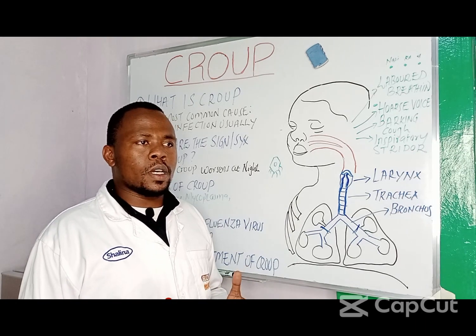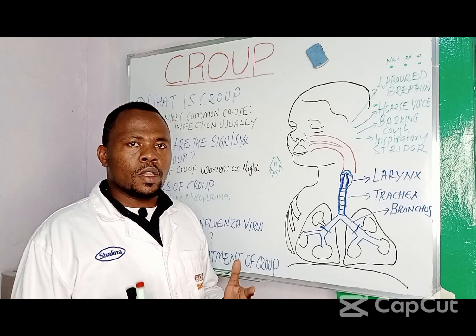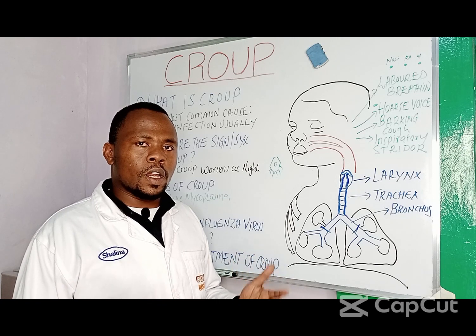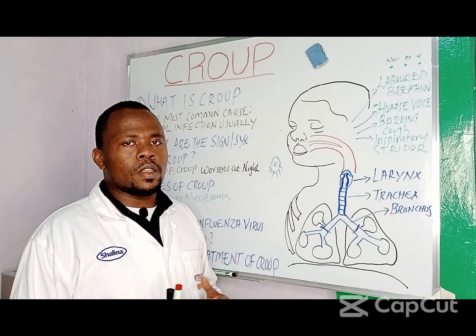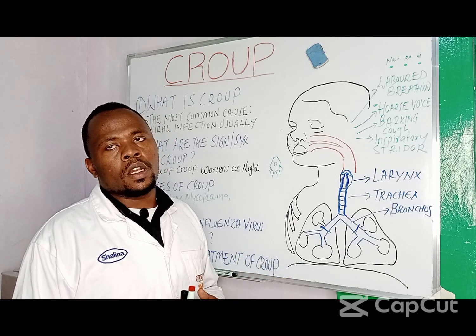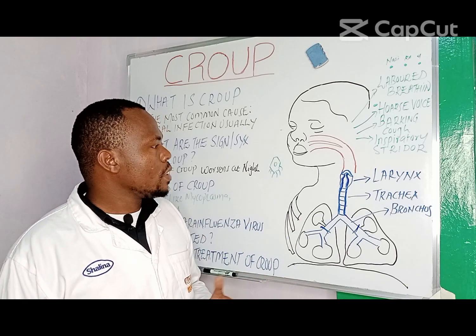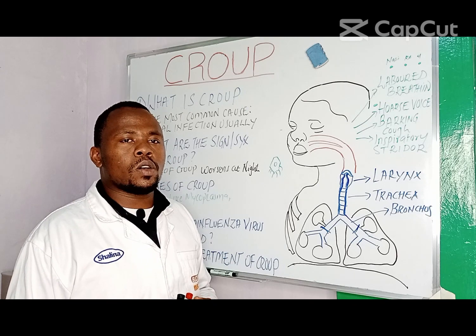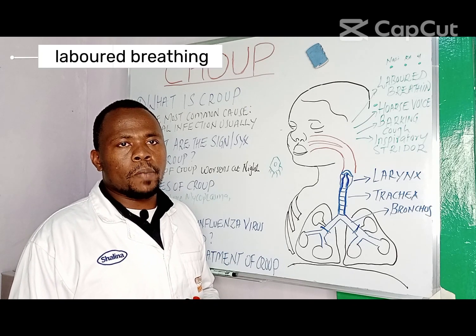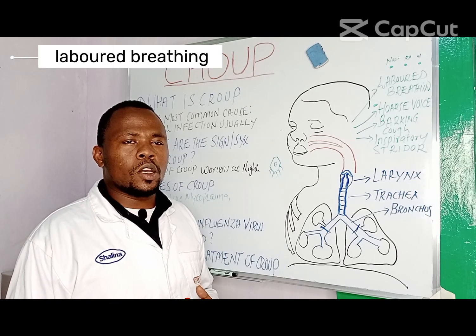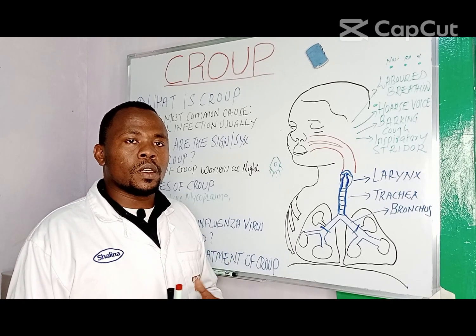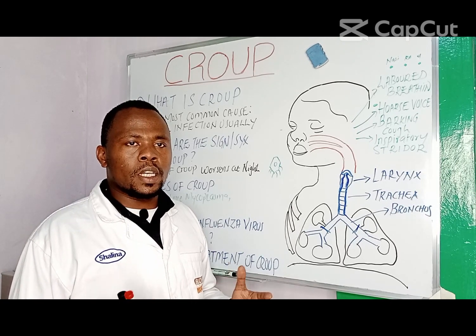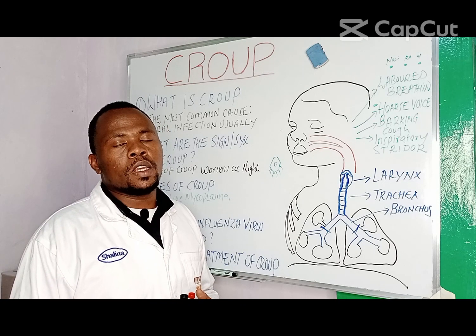There is that whistling sound that is very harsh, that is very loud, that they produce. This is the same as an inspiratory stridor. And last, on the further sign and symptom, your child will also have what we call labored breathing. Labored breathing comprises of tachypnea. Tachypnea is increased rate of breathing.